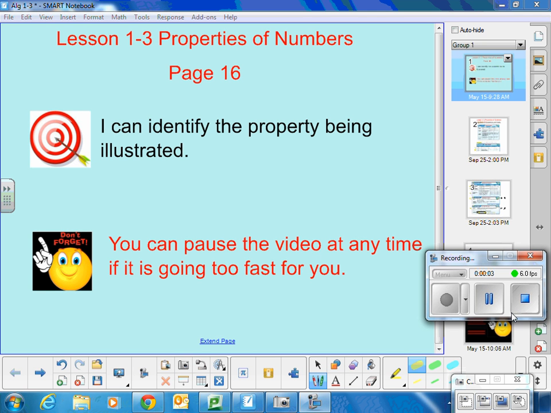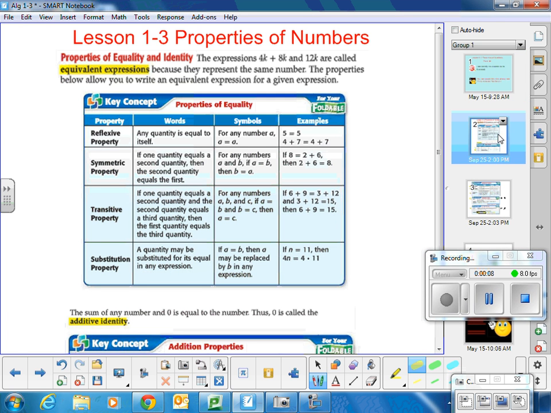In Lesson 1-3, you'll be learning about properties of numbers. The first few properties that are shown in your textbook are ones that I'm not going to require you to know the names of for our quizzes and tests, but I am going to go through them just so you're familiar with them and you will see them again in future math classes. The first one being the reflexive property.